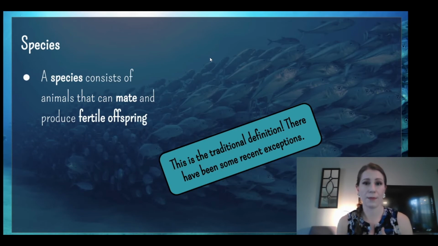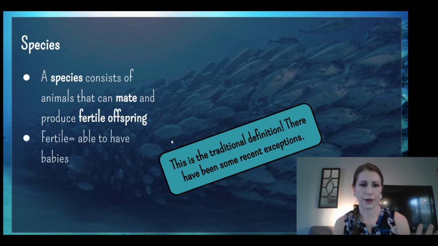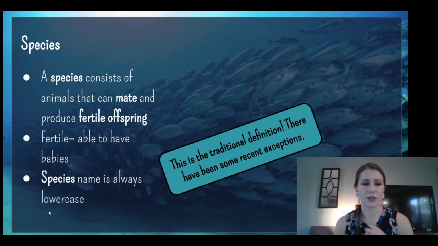There are some babies that are born that are not able to have their own babies, and I'll explain that a little bit more. So again, they mate and they can produce fertile offspring. Fertile means they're able to have babies, just to clarify that. Our species name is always lowercase.